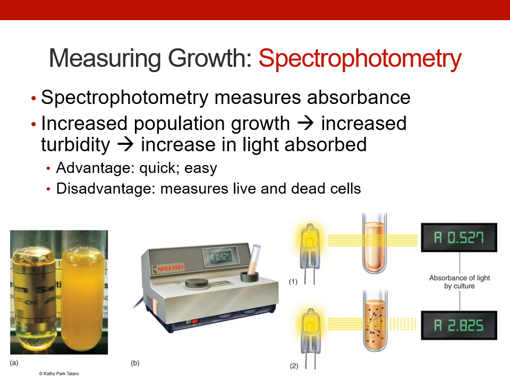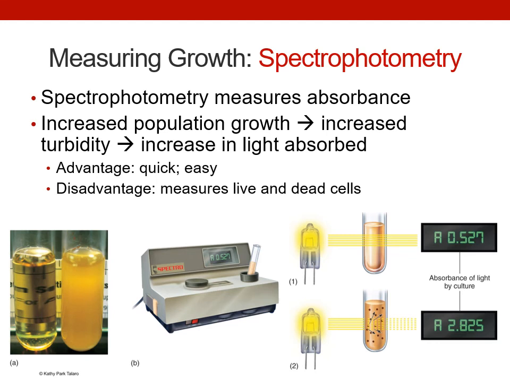On the right, we see that when the broth tube is placed into the spectrophotometer, almost all of the light shines through, and very little is absorbed by the broth. But when the culture is measured, almost all of the light is absorbed by the cells. And you can see the difference in absorbance in looking at the numbers.